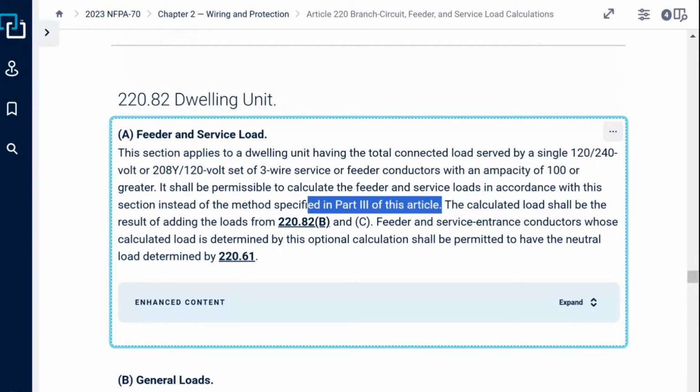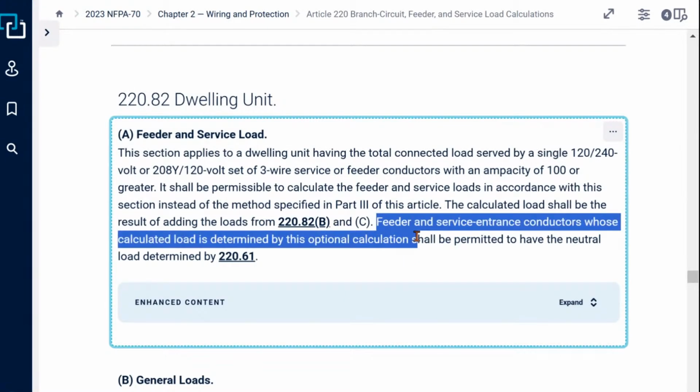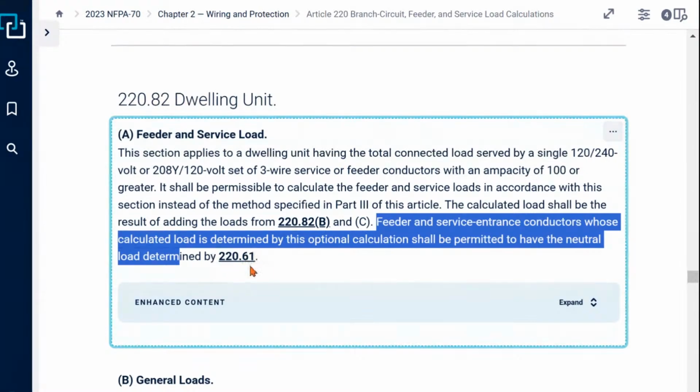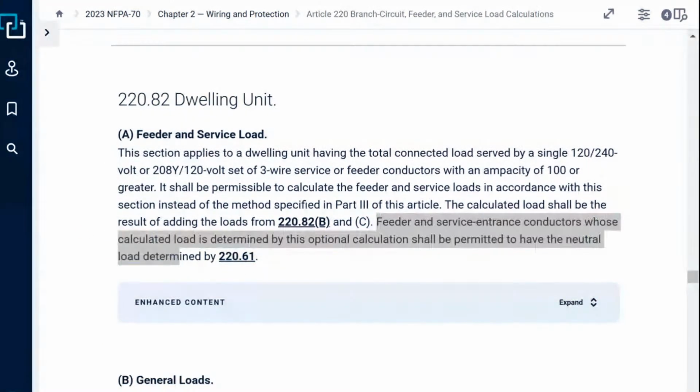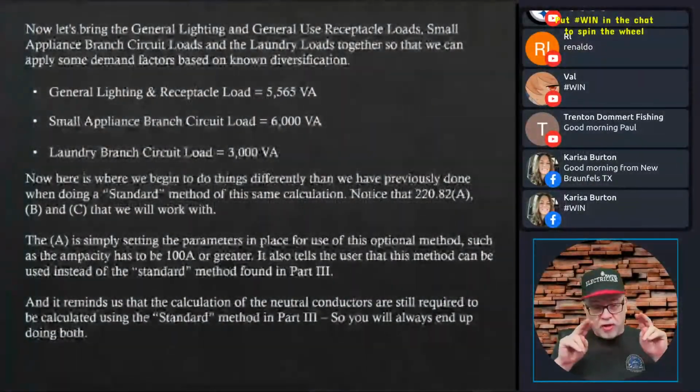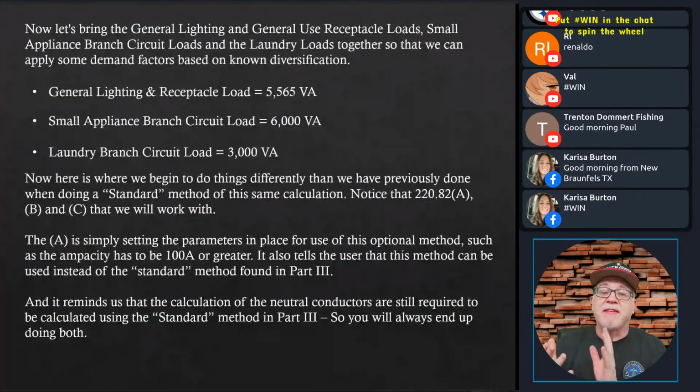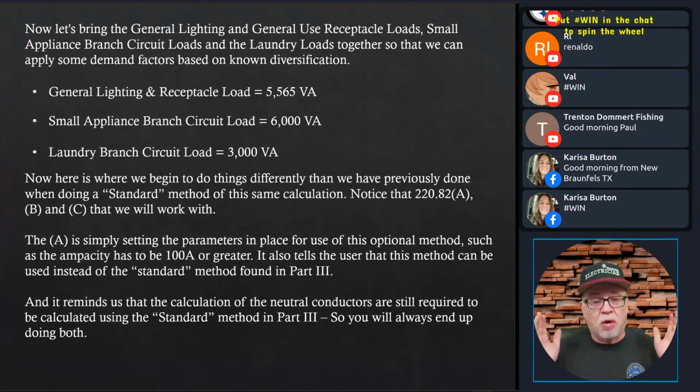Of course, remember that it reminds us that for the neutral, conductors whose calculated load is determined by this optional calculation shall be permitted to have the neutral load determined by 220.61. Remember, folks, 220.61 is situated in Part 3. So it's imperative that you don't just say, I'm always going to use the optional method. There are people out there that say, don't worry about the standard method. You never have to worry about it. You do. Unless you're going to size that neutral the same size as your ungrounded hots in the optional calculation, then you can get away with it and say, I'm just going to make it all one size.